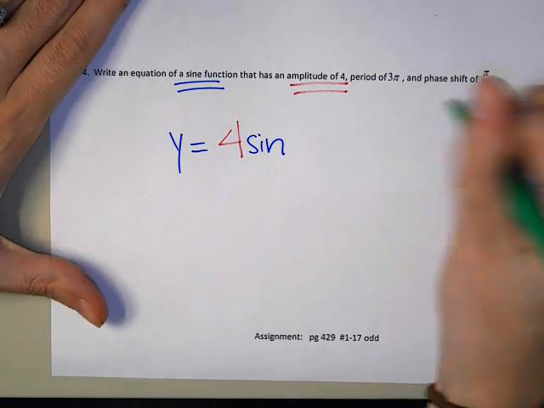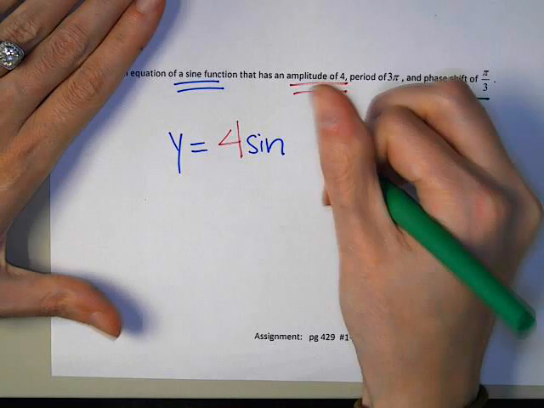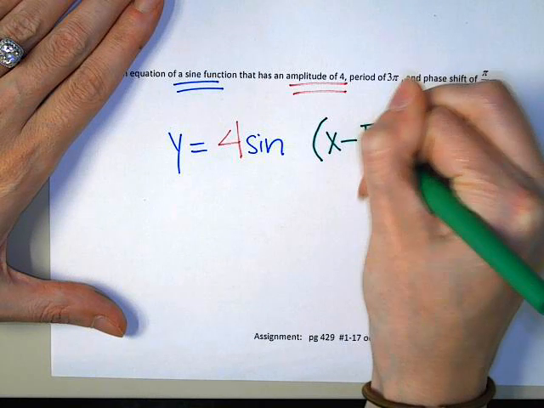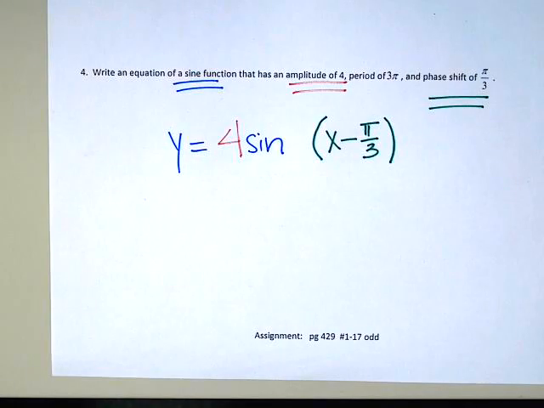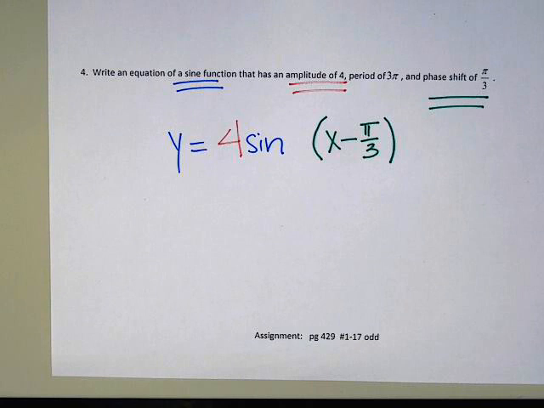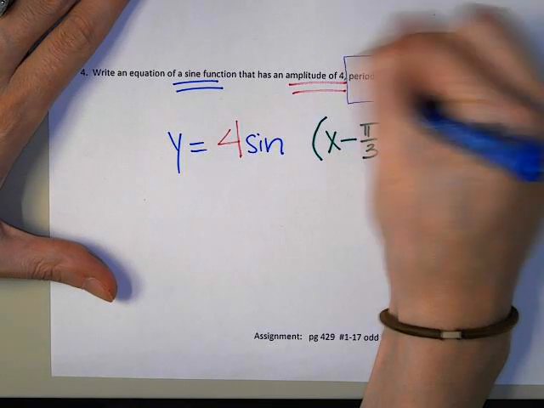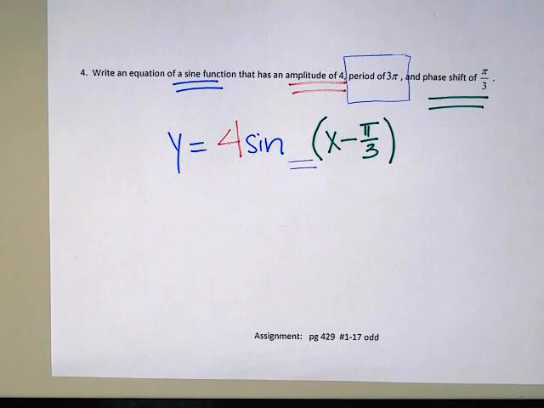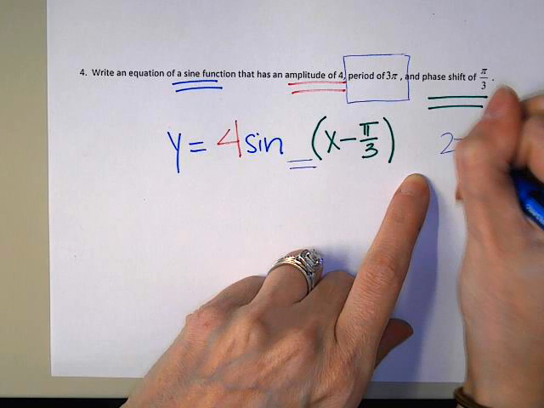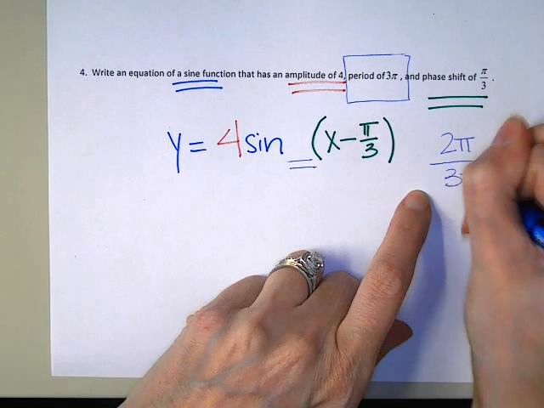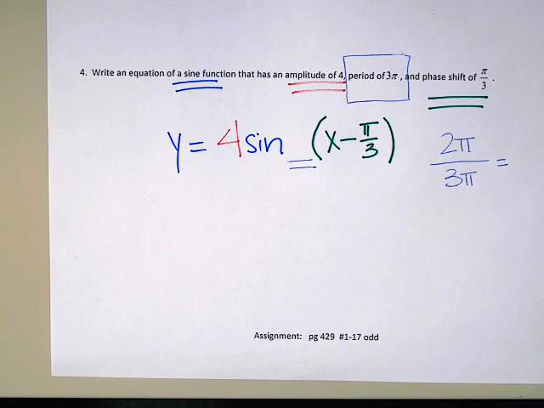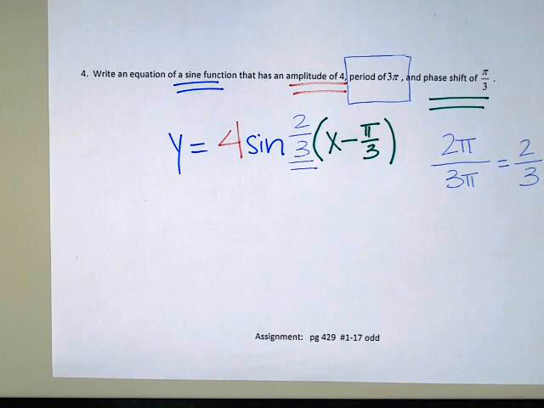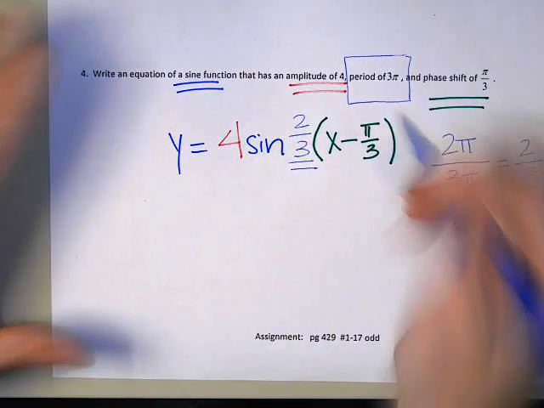Now, phase shift of pi over 3 means that in the parenthesis, it's going to be x minus pi over 3. And then the only thing missing is the period. Okay, if the period is 3 pi, then we need to figure out what that b is. And remember, to find b, it's 2 pi divided by the period. That will get you b. And if you reduce that, it's just 2/3. Okay, so the b is going to be 2/3. And that's it. That's your equation.